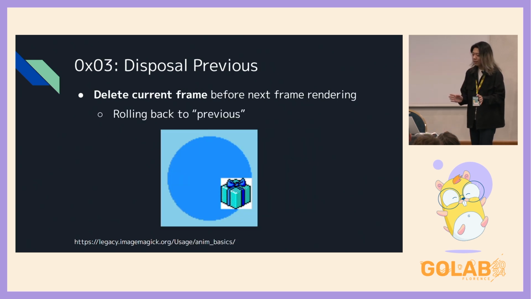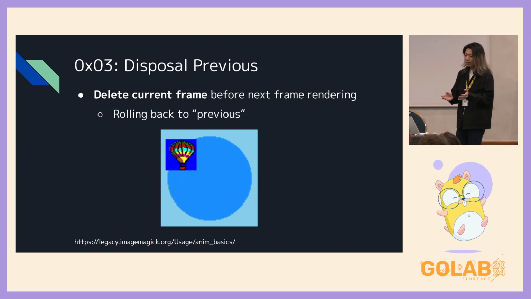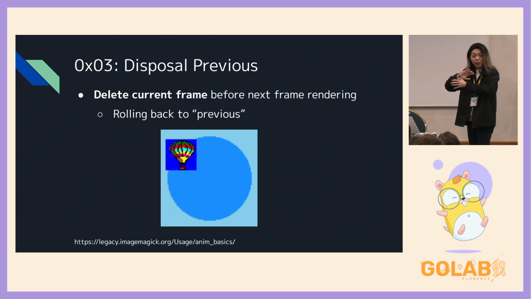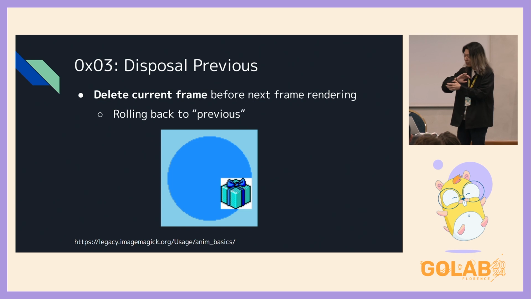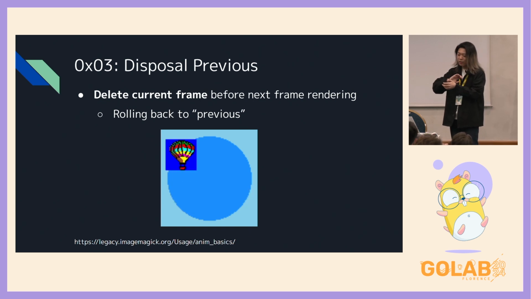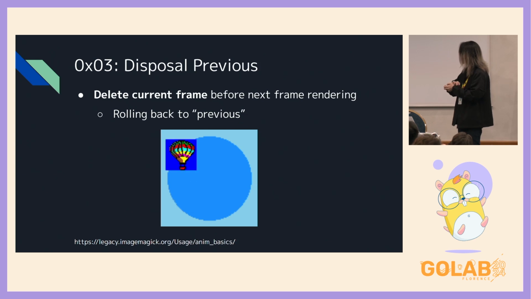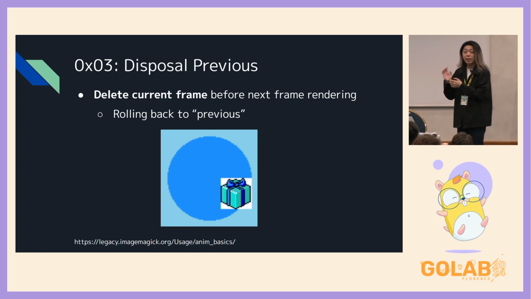And the last one is disposal previous. This method deletes the current frame before rendering the next frame. Essentially, it rolls back to the previous frame, restoring the state as it was before the current frame was rendered. As you can see, each frame disappears before the next frame is rendered.